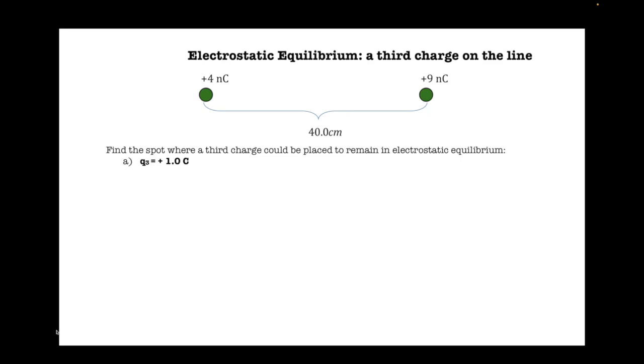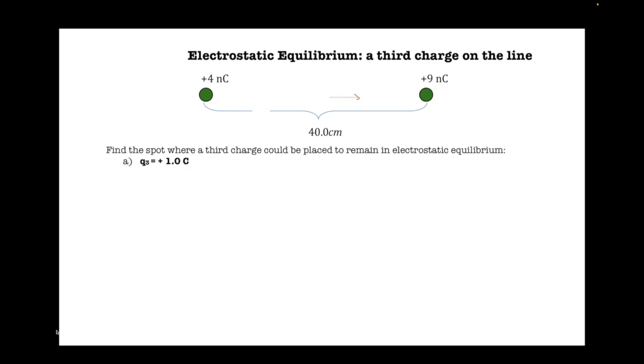In this particular case, we have a charge number 3 that needs to be placed somewhere between the 4 nanocoulombs and 9 nanocoulombs. And just for the sake of the exercise right now, we're going to look at the charge that is positive, and it's just 1 coulomb. So if it's positive, it will be repelled by 9 and by 4 as well. If I put it right in the middle between them, the 9 is going to repel it more than the 4, because 9 is stronger. So that's not going to work.